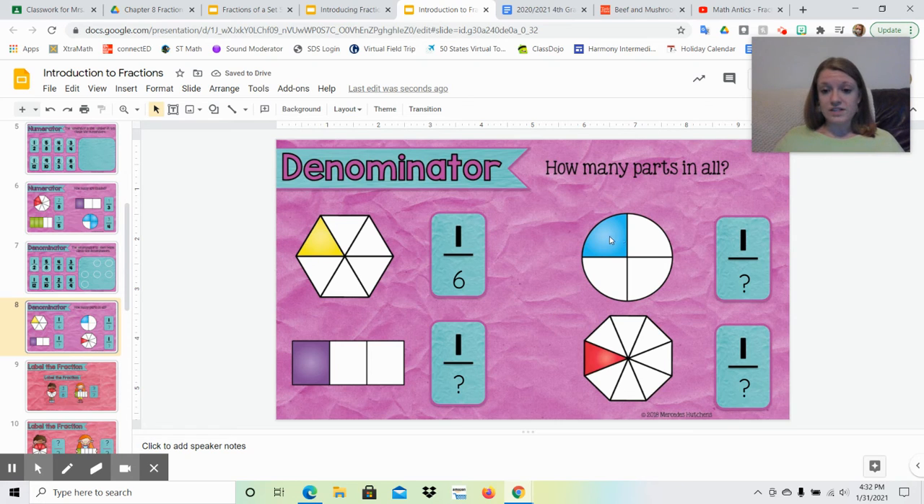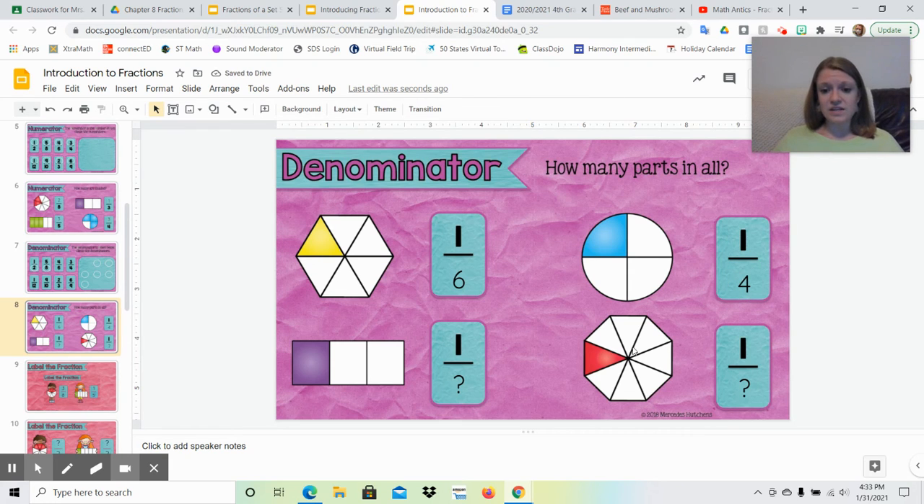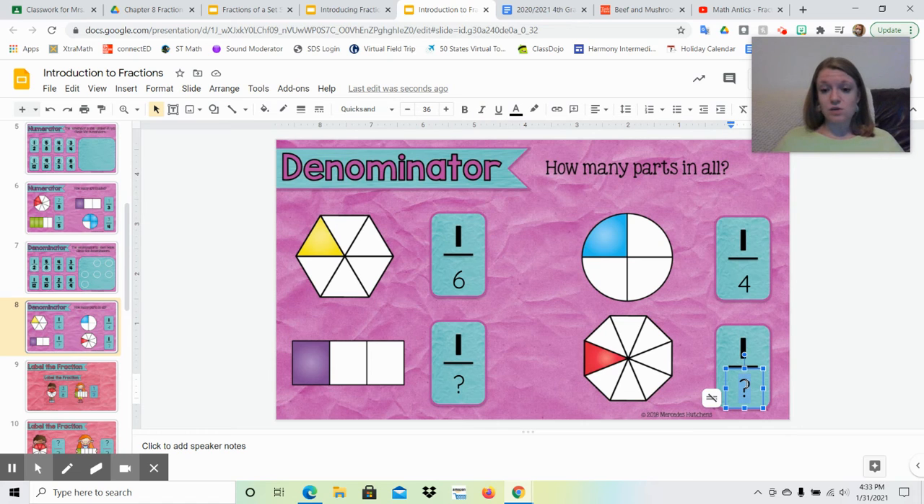In the circle, it's divided up into 4 equal parts. So our denominator is 4. In this shape, let's see how many sides does it have. 1, 2, 3, 4, 5, 6, 7, 8. Do you guys know what an 8-sided figure is called? It's an octagon. So one of those is shaded, but there's 8 total spaces. So we are going to put an 8.